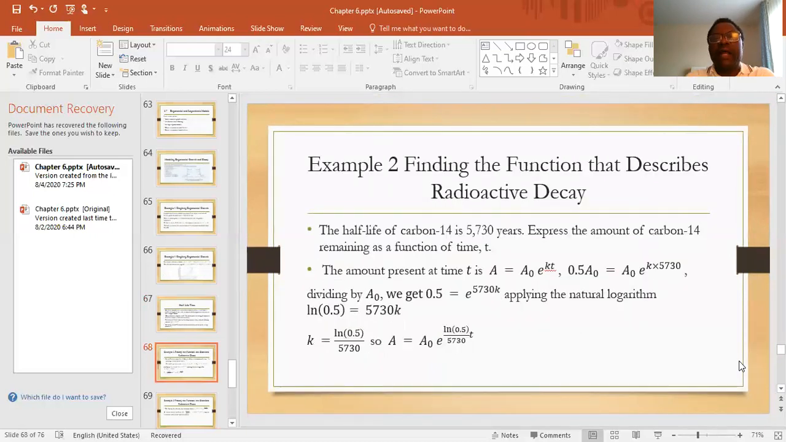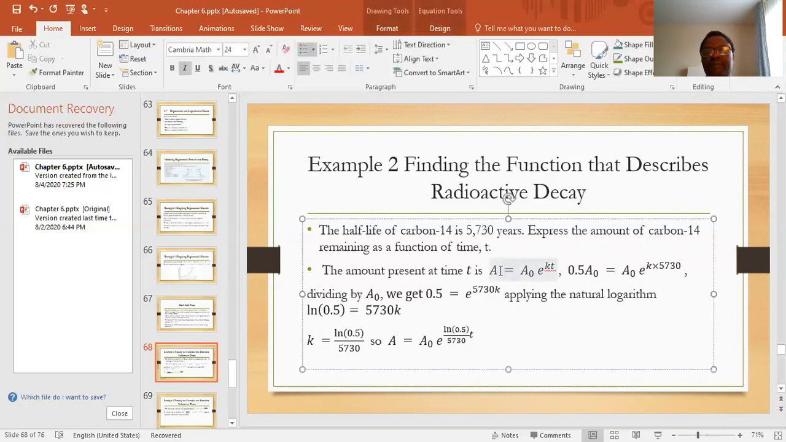For example, the half-life of carbon-14 is known to be 5,730 years. This is always known. Express the amount of carbon-14 remaining as a function of time t. So as a function of time t, we know that A of t, the amount at time t, equals A0 e to the kt.